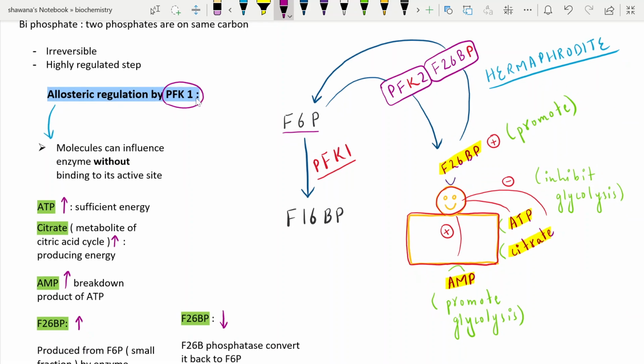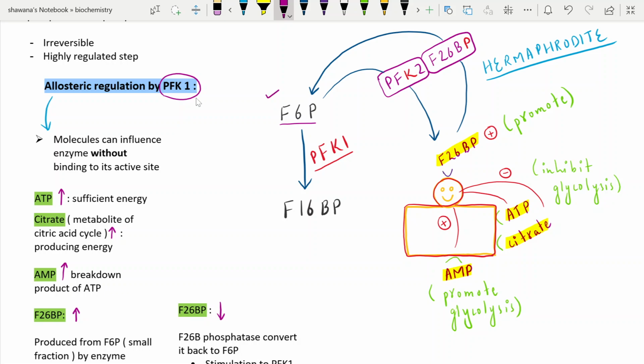So let's discuss one by one. Fructose 6-phosphate is converted into fructose 1,6-bisphosphate by the enzyme phosphofructokinase 1. I am repeating the same thing again and again for you to memorize it. This is the phosphofructokinase 1, PFK1 enzyme, and this enzyme has several pockets. As I have told you, it is regulated by molecules, so it must have some pockets.